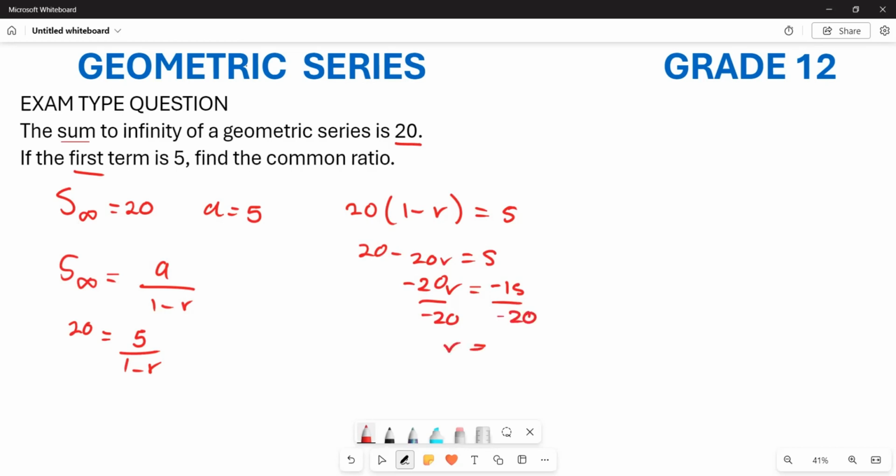You divide by 5 here, divide by 5 here. You can see that the value of your r that you're going to have here is going to be 3 over 4. So the common ratio that you are going to find here is given by 3 over 4.